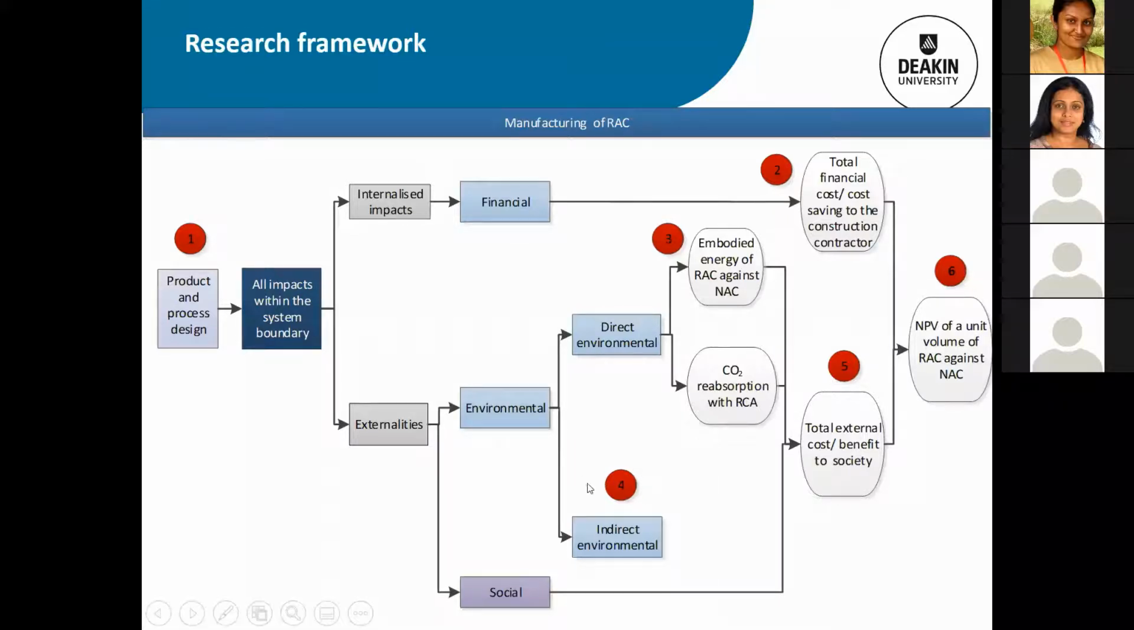The fourth one and the main one was the indirect environmental impact. So the monetized benefit of not sending waste to landfill and the monetized benefit of not extracting natural aggregate. Those two together form what we call the total external cost or benefit to society. That, integrated with the financial cost of production, provided the net present value of a unit volume of recycled aggregate concrete against natural aggregate concrete. So this was the total framework used for the study.